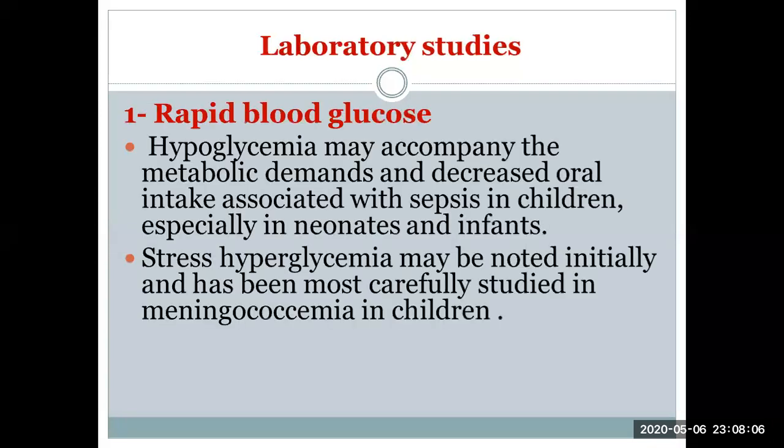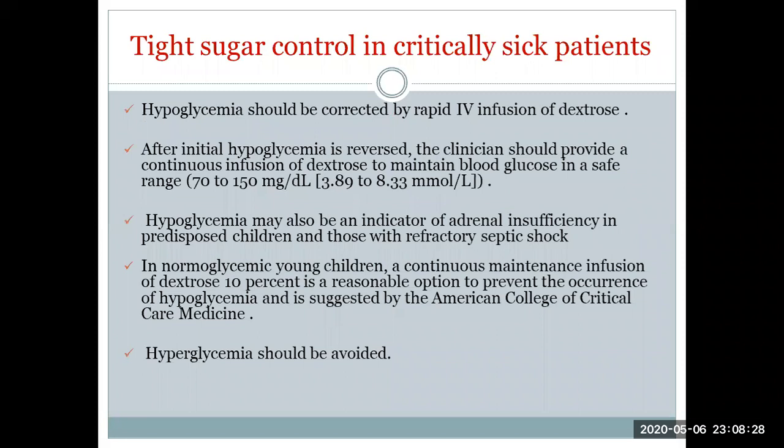What blood work would we draw from a patient who is having septic shock? Starting with rapid blood glucose, glucocheck. Hypoglycemia might accompany metabolic demands and decreased oral intake for the patient who is developing sepsis, or stress hyperglycemia. Both are expected, and both should be managed accordingly. Optimal blood pressure and tight sugar control is very important in a critically sick patient. We don't want our patient to be hyperglycemic or hypoglycemic. Both of them, the effect of both hyper and hypoglycemia is really worsening the condition of the patient.